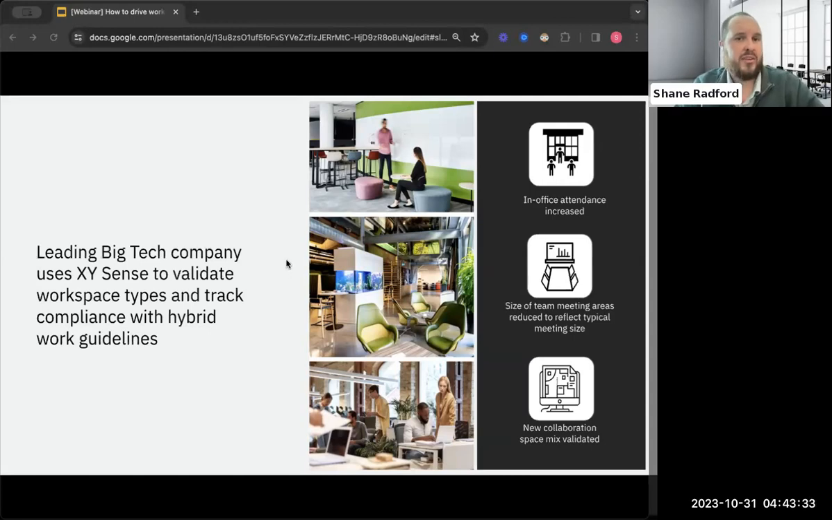The company was able to pinpoint non-compliant teams through these studies and reach out to their leaders to ensure that workers understood the new rules. This helped them drive double-digit improvements in hybrid work rule compliance.